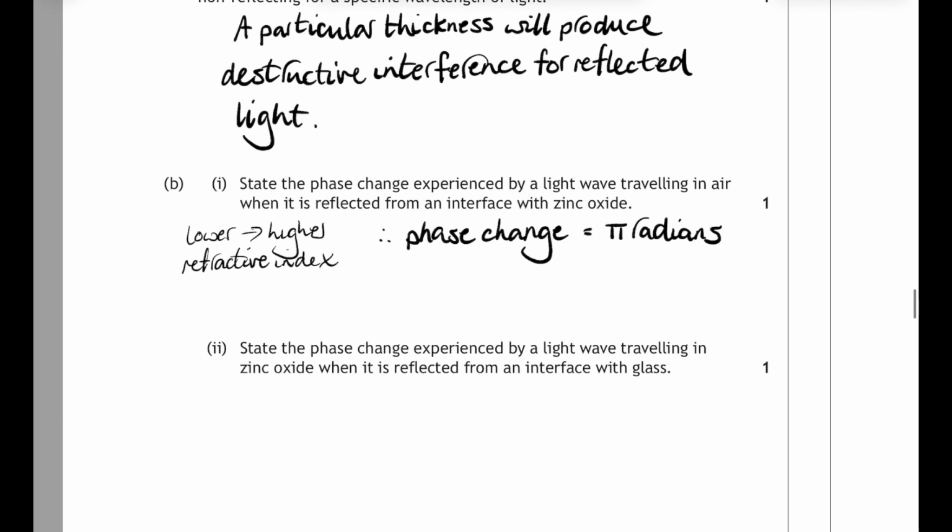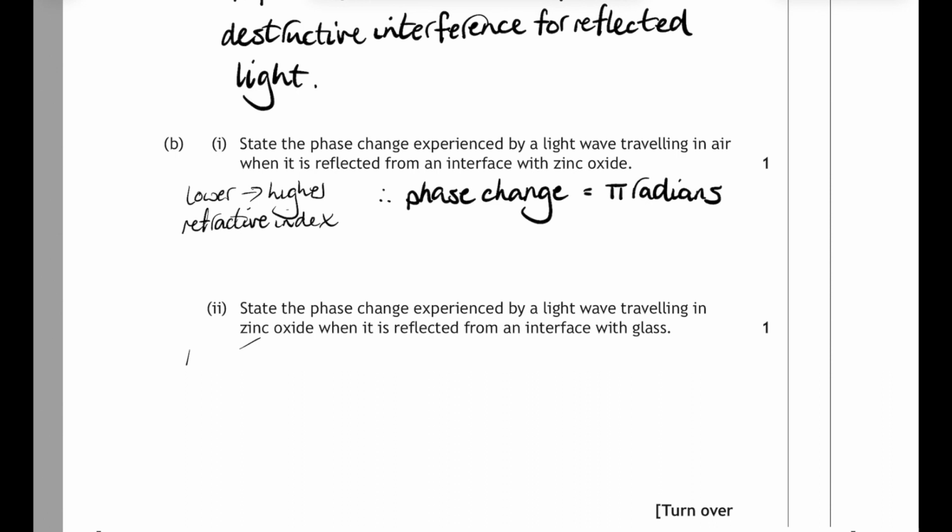Then B part 2, state the phase change experienced by a light wave travelling in zinc oxide when it's reflected from an interface with glass. Well, we were told in the question that the zinc oxide has got a higher refractive index than the glass, and when light is reflected from a material with a lower refractive index, then there is no phase change.